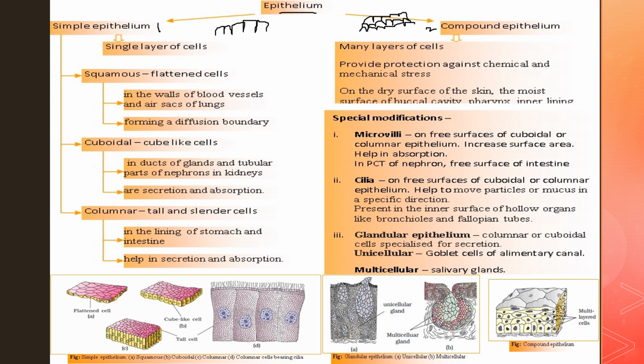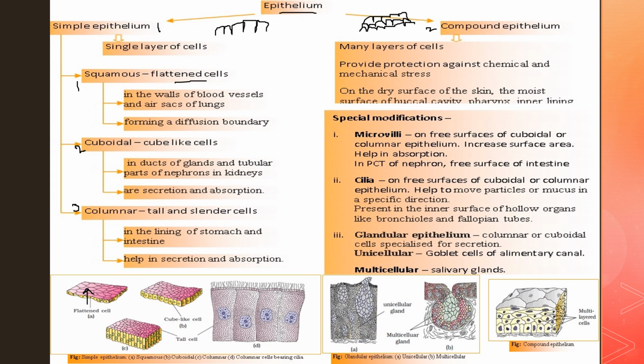Now, depending upon the structure, simple epithelium is again classified into three types: simple squamous epithelium, simple cuboidal epithelium, and simple columnar epithelium. In simple squamous epithelium, the cells are flattened and present as a single row. This forms the lining of the blood vessels as well as the air sacs of the lungs, and helps in easy diffusion of gases as well as nutrients from the blood.